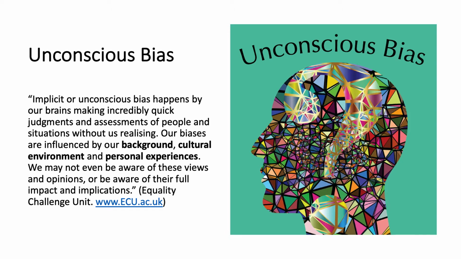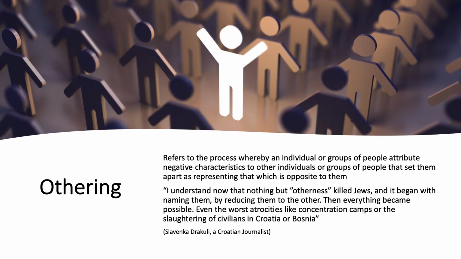Another thing that actually happens is this idea of what we call othering. And this refers to the process whereby an individual or a group of people associate a negative characteristic to other individuals, and it sets them apart from others. And then we treat them differently because we feel like they are different.